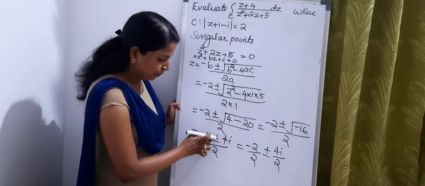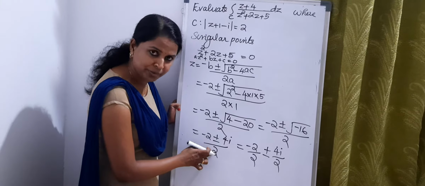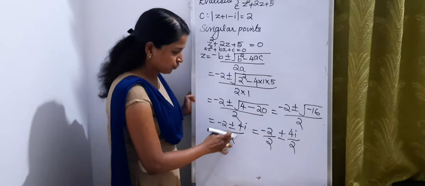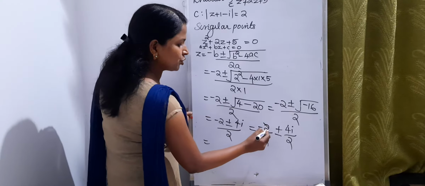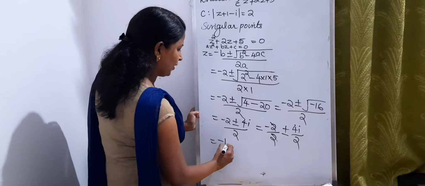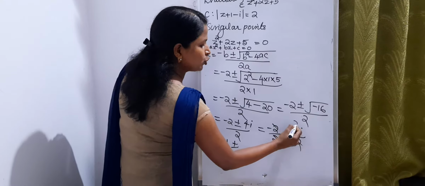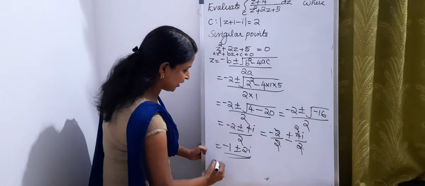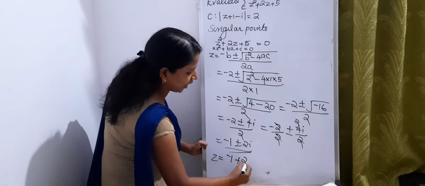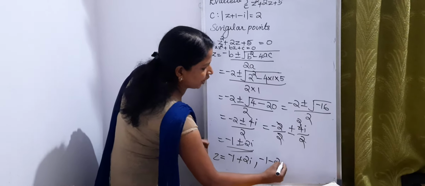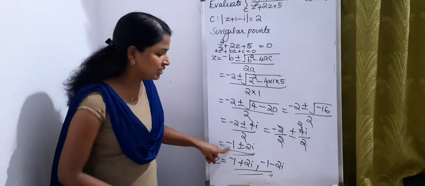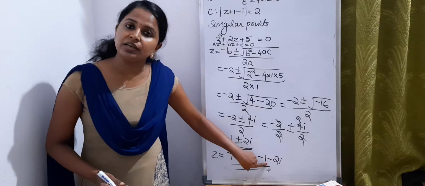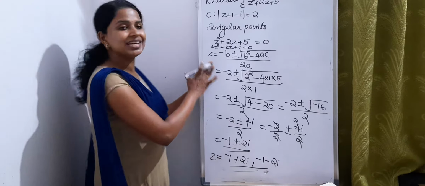Listen, (-2 ± 4i) divided by 2 means -2/2 ± 4i/2. The 2 and 2 cancel, and we get -1 ± 2i. That is z = -1 + 2i, -1 - 2i. The singular points are -1 ± 2i, that is -1 + 2i and -1 - 2i. These are the singular points.